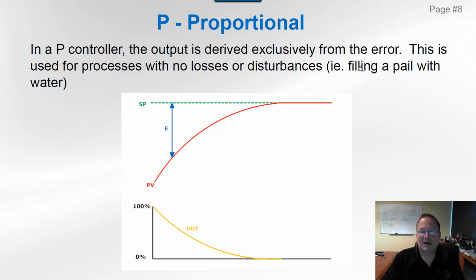You can kind of think about this as, let's say, filling a pail full of water. As you fill the pail and the water comes up to a given set point and you shut it off, it's going to stay there. There's no leakage. There's nothing. There are no losses, and P can actually do a pretty good job of controlling that, because as PV comes closer to the set point, error drops, the output drops, and then we basically fill the pail up.